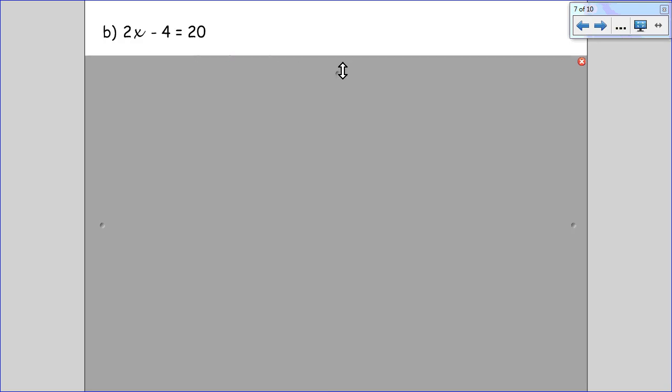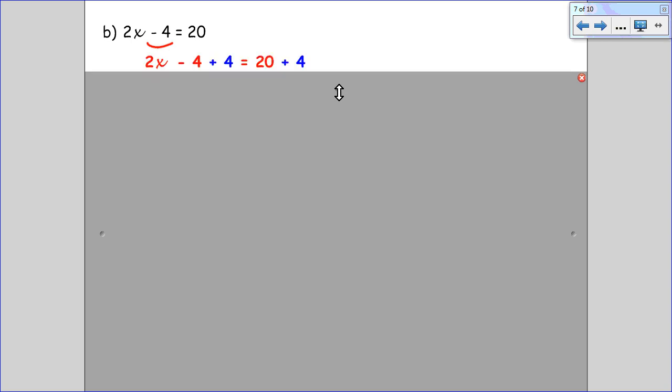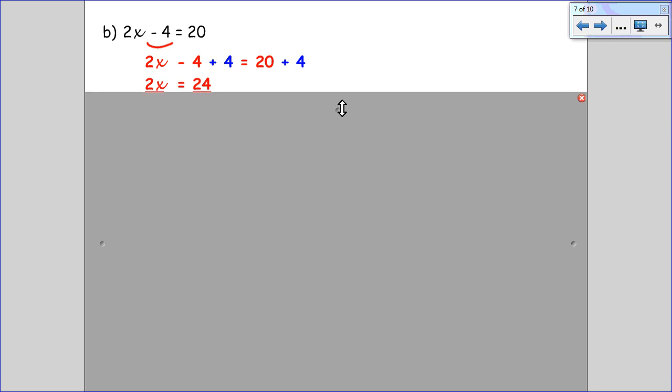2x minus 4 is 20. What do I have to do with this one first? I'm doing BEDMAS in reverse order. So I get rid of the negative 4, and I do that by adding 4 to both sides. Because ideally what I'm looking to do is isolate for the x, and the easiest way to do that is to get rid of all the numbers first and move them all to one side. So now I've got 2x equals 24.